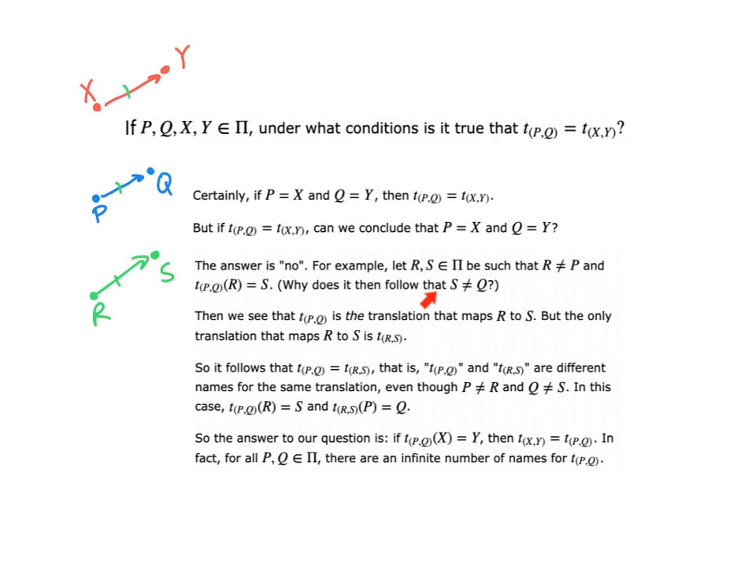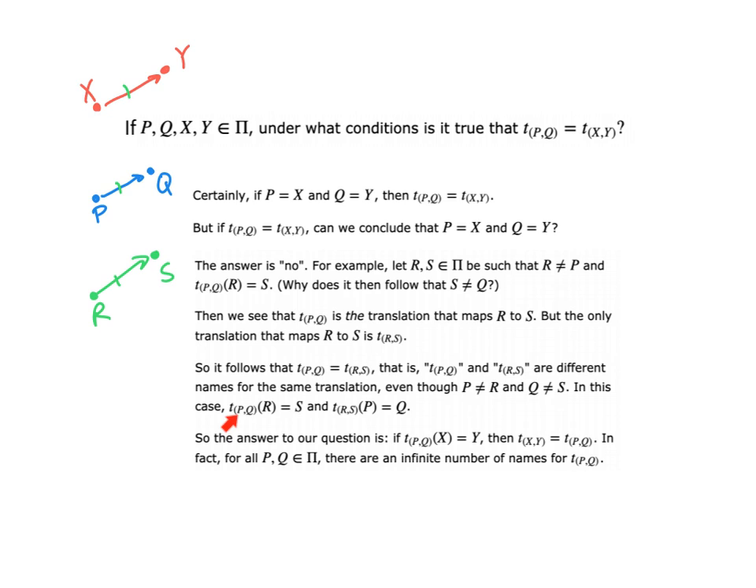Why does it then follow that S is not equal to Q? Well, look at our picture. If R is not equal to P, clearly S is not equal to Q. But now we're going to say it in mathematical language. Then we see that the translation that takes P to Q is the translation that maps R to S. But the only translation that maps R to S is the translation R comma S. So it follows that the translation that takes P to Q is equal to the translation that takes R to S. That is, T sub P comma Q and T sub R comma S are different names for the same translation, even though P is not equal to R and Q is not equal to S.